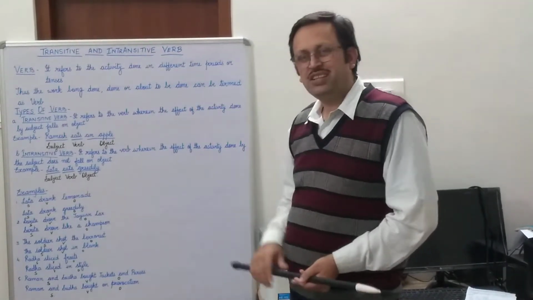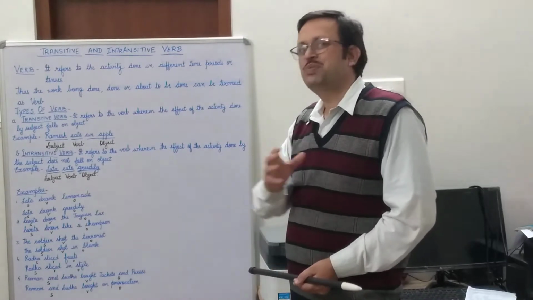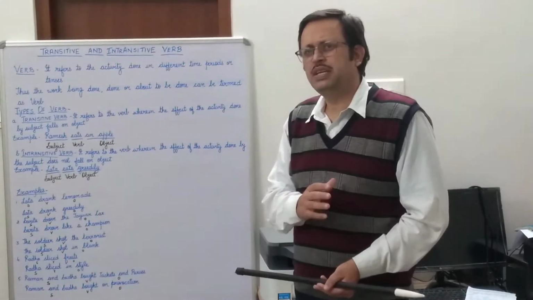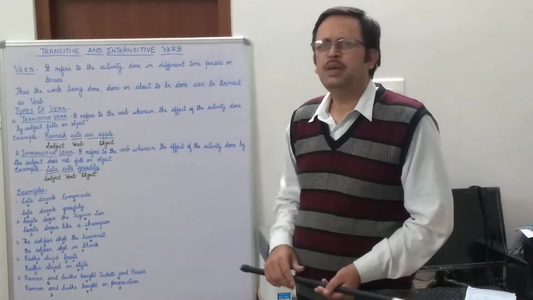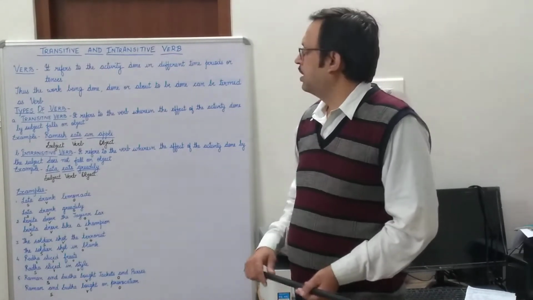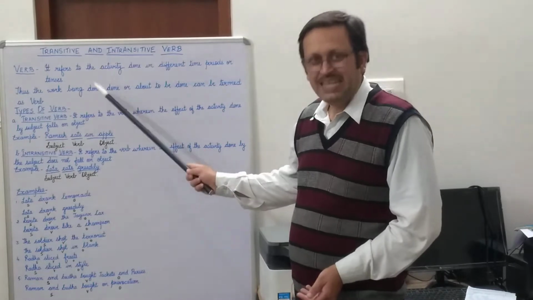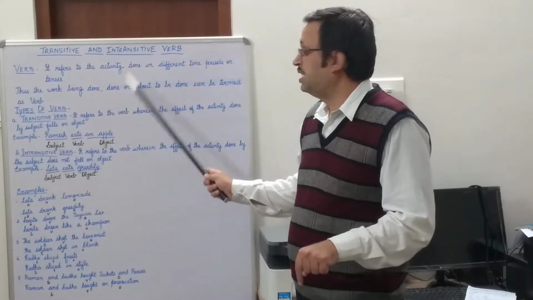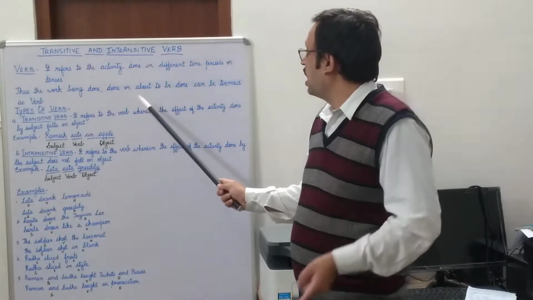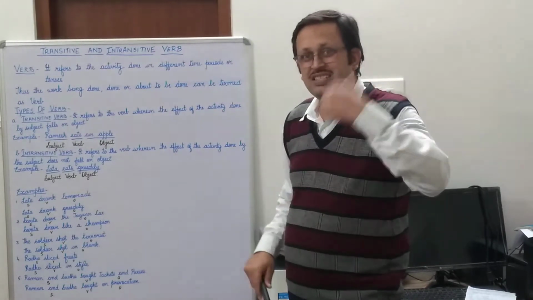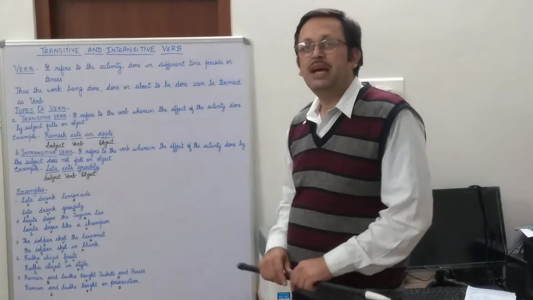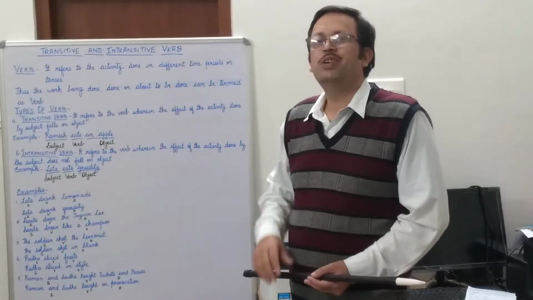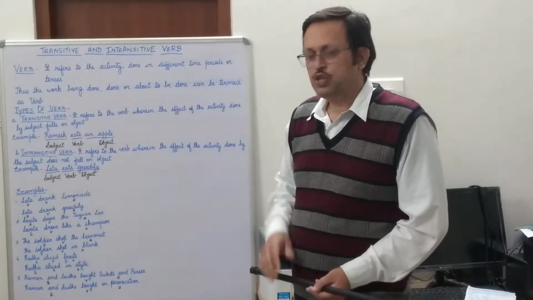Now, before starting the transitive and intransitive verb, let us first understand what is verb. Verb refers to the activity done in different time periods or tenses. Thus, the work being done, that is in the present times, done, that is in the past times, or about to be done, that is in the future times, can be termed as verb. And in Hindi, the equivalent of verb is kriya, which you all know.